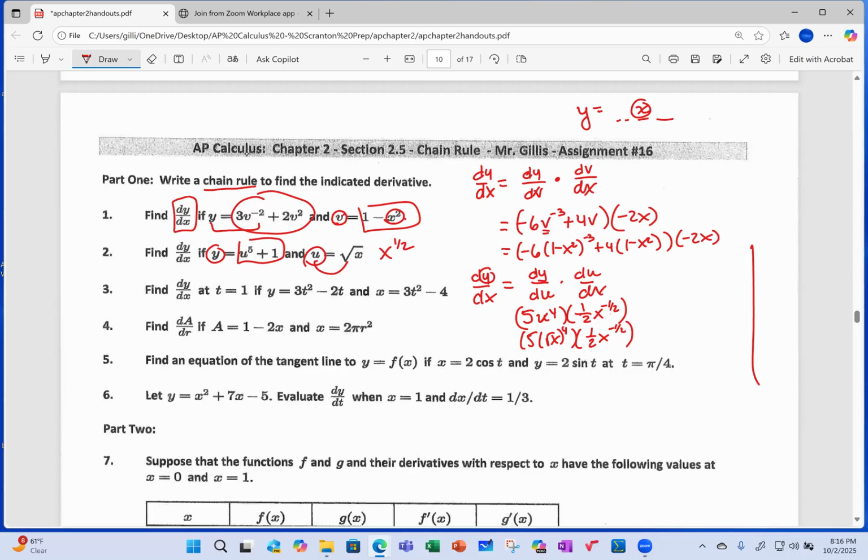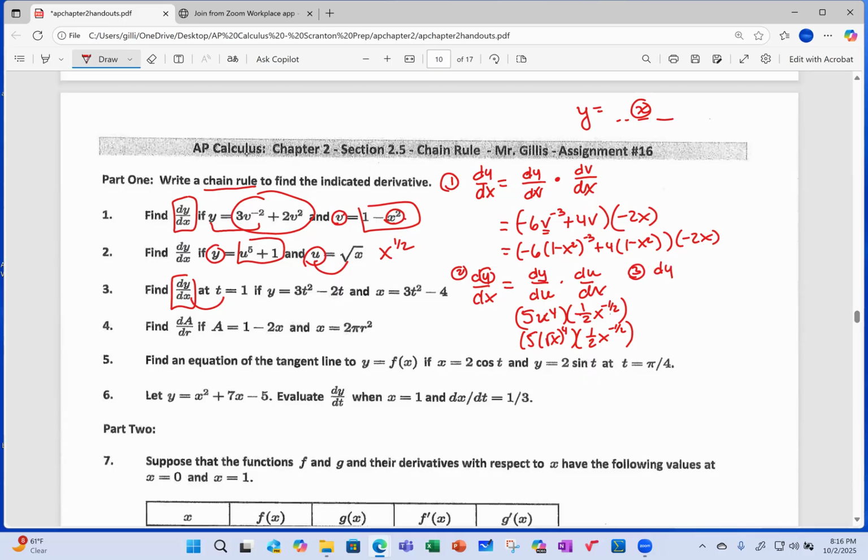Next up is number 3. I want dy/dx, but I have to evaluate this derivative this time at t equals 1. All right, so let's see what I get there. So this is like number, guess what here, 1, that would be 2, and this would be 3.